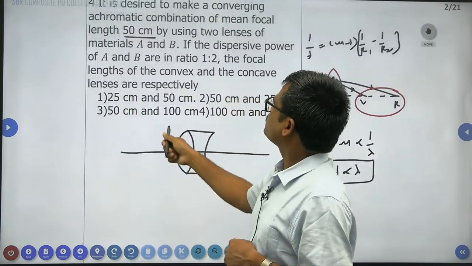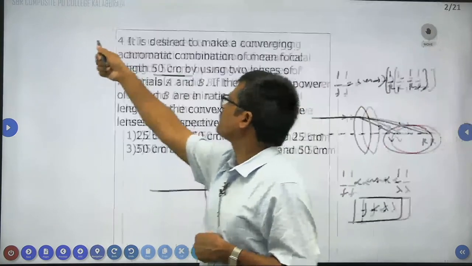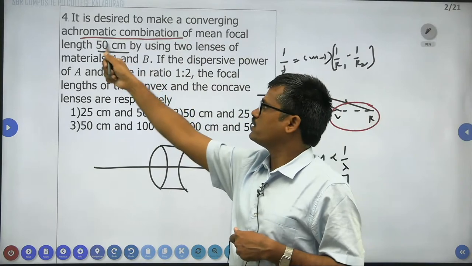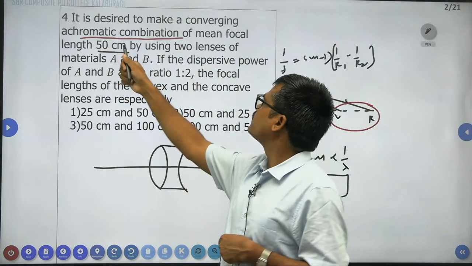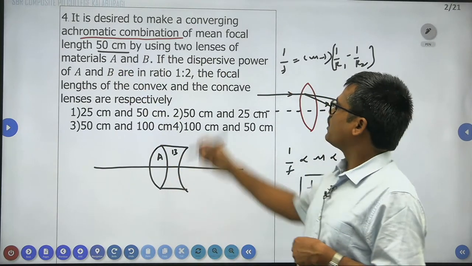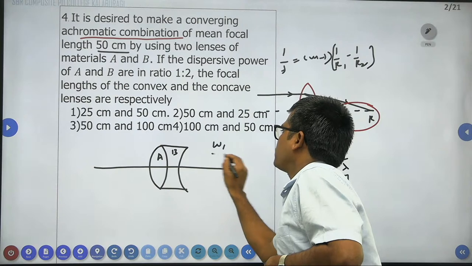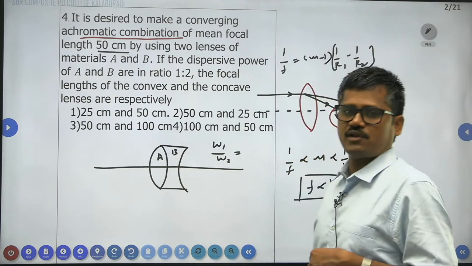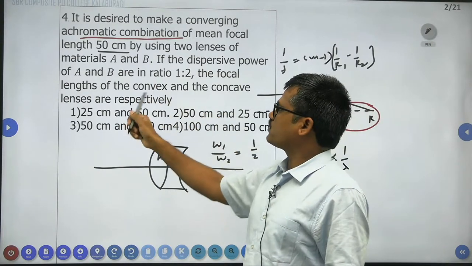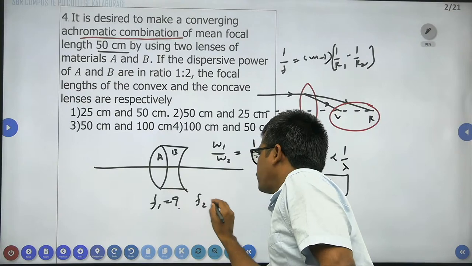Let me read the first question. It is desired to make a converging achromatic combination of mean focal length 50, using two lenses of material A and material B. If the dispersive powers of A and B, omega 1 and omega 2, are given in the ratio 1 by 2, the focal lengths of the convex lens and the concave lens are respectively? They are asking the focal length of the convex as well as the focal length of the concave lens.